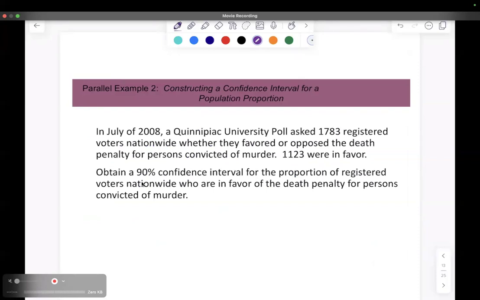So in July of 2008, a Quinnipiac poll asked 1,783 registered voters nationwide whether they favored or opposed the death penalty for persons convicted of murder. 1,123 were in favor. We're going to obtain a 90% confidence interval for the proportion of registered voters who are in favor of the death penalty for people convicted of murder. I'm not going to deal with our conditions. We're going to do that on the next page.